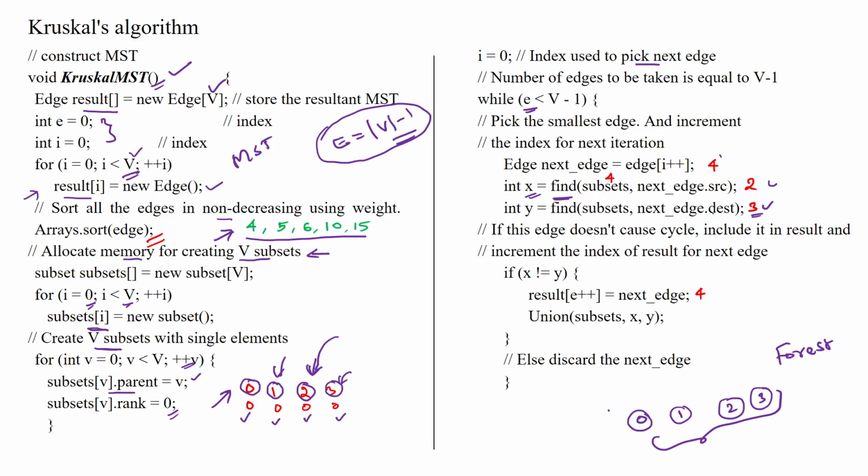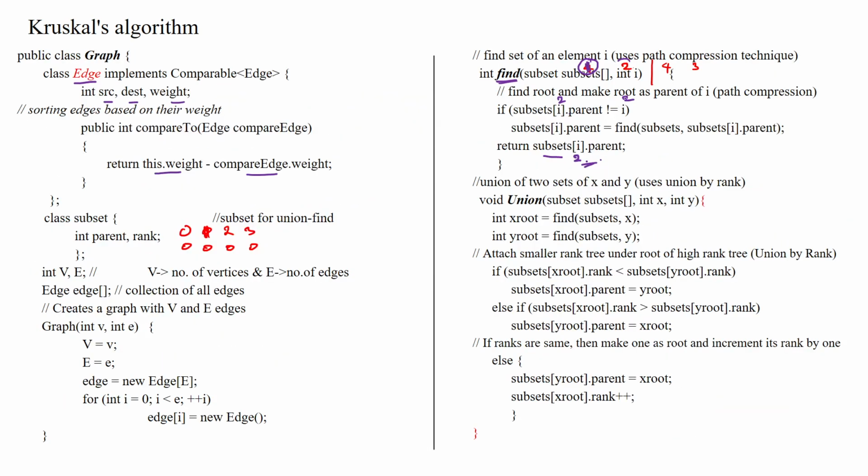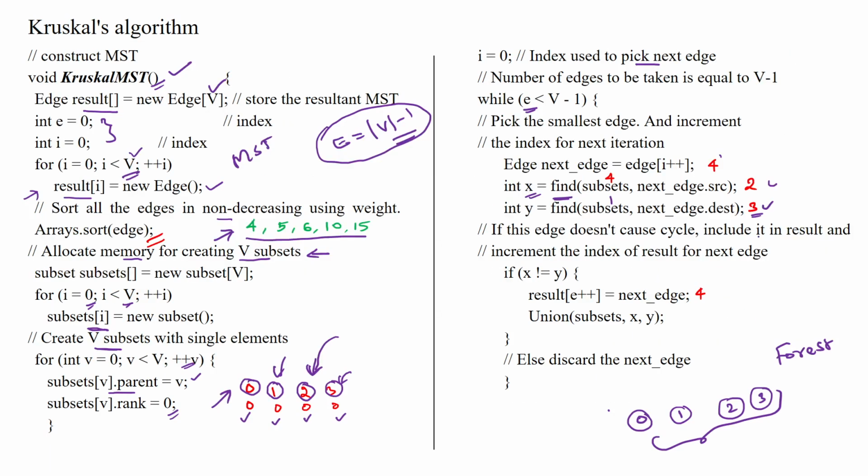Again for y also, here we are passing subset, here is 1, here 3, here is the destination. When you are passing this, again it will do here 1, here it is 3. So here it is checking subset of 3 dot parent not equal to 3, which is false. So it will come here, subset of 3 dot parent is the same thing. So this is the parent.